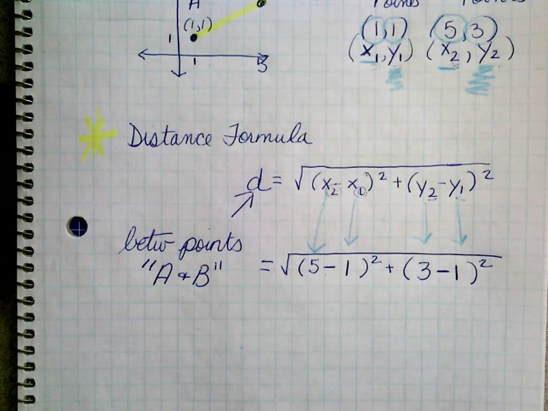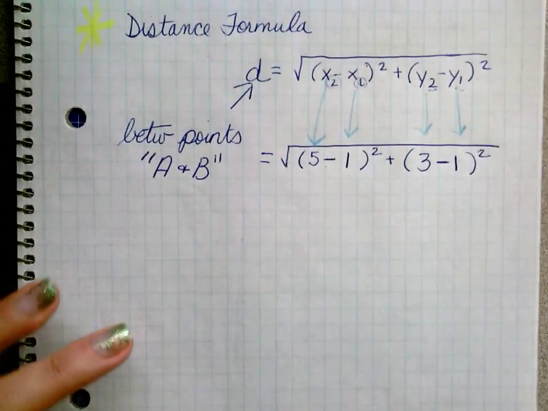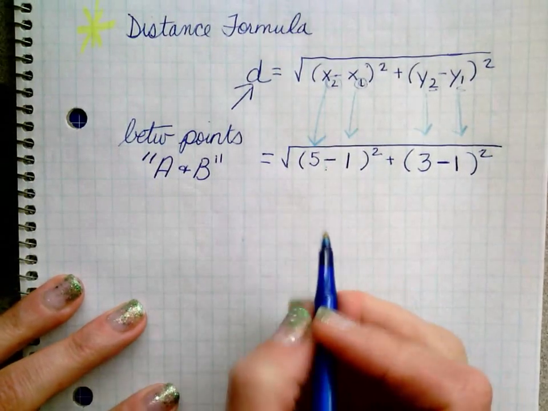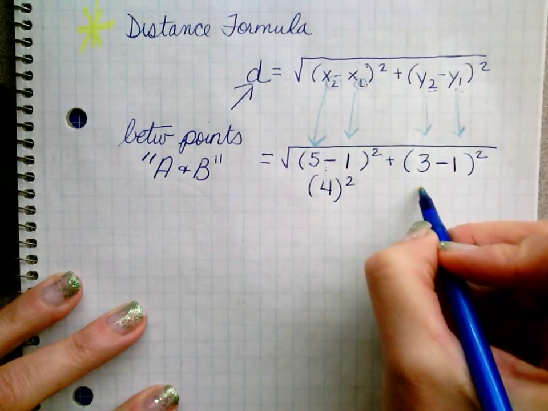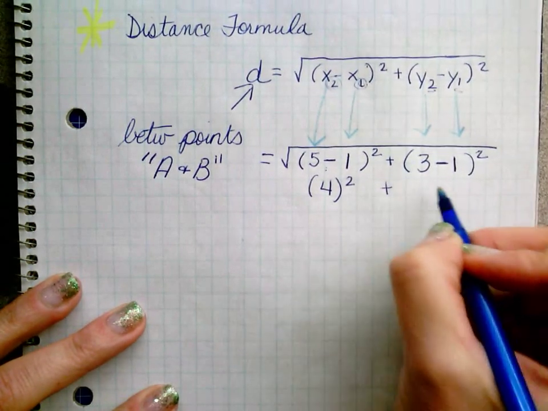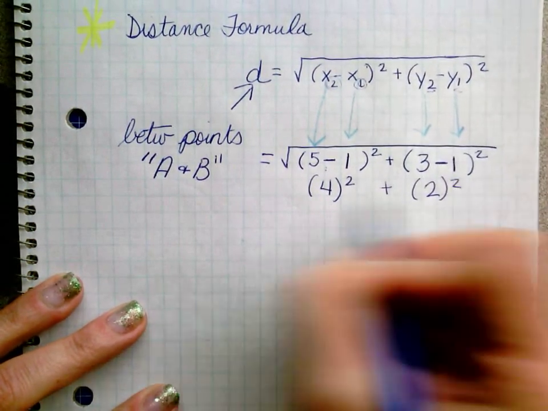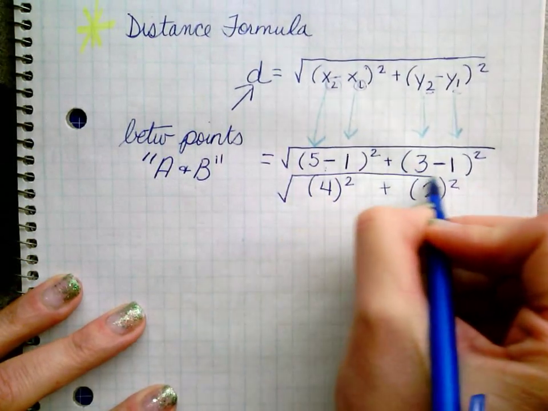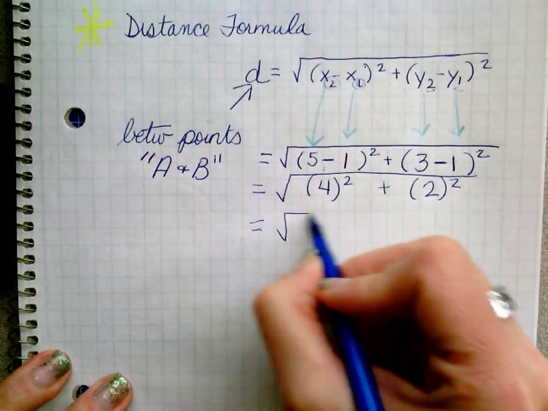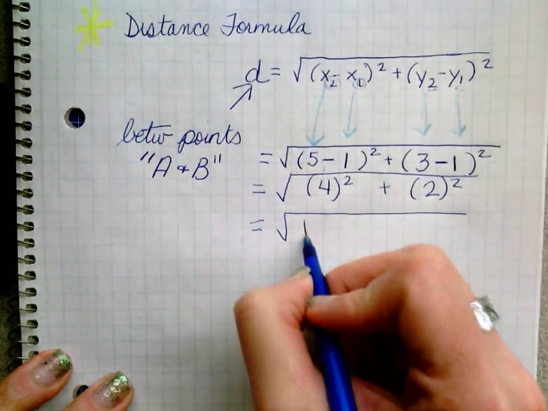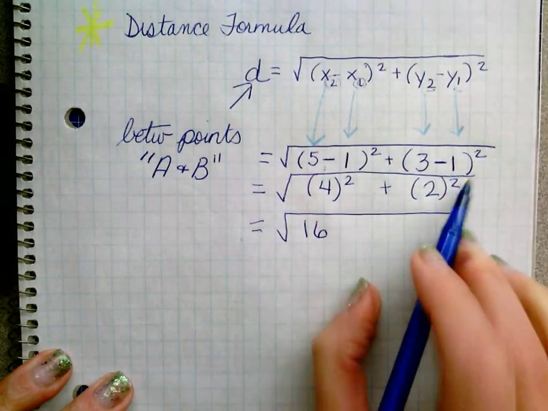From here, we can actually calculate. I'm going to slide it up a little bit. 5 minus 1 is what, folks? 4. 3 minus 1 is what, folks? 2. You see how I'm kind of building an answer? What's 4 squared? What is 2 squared?